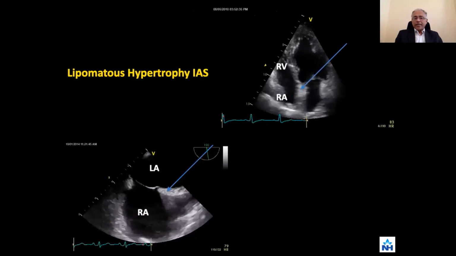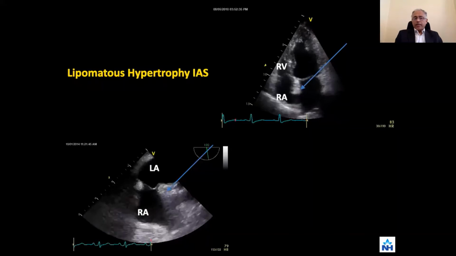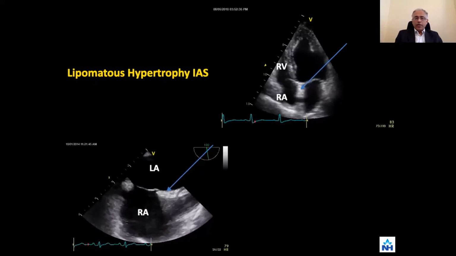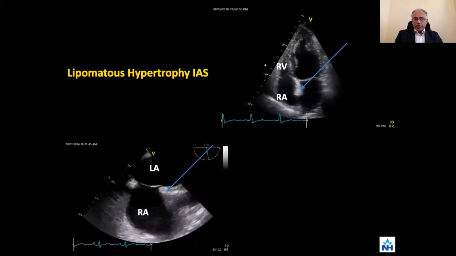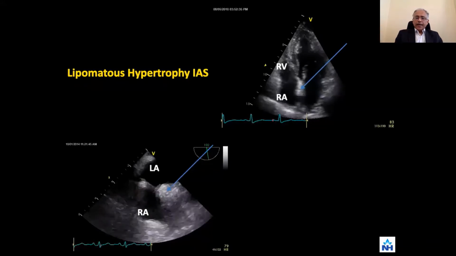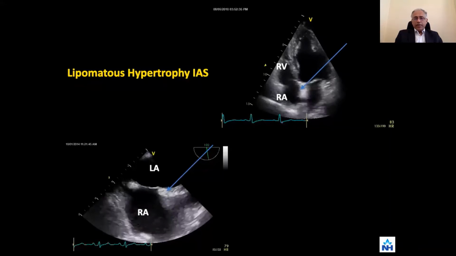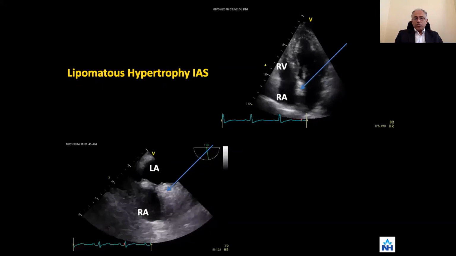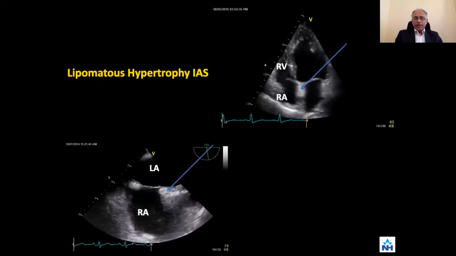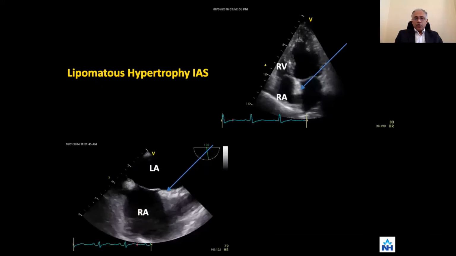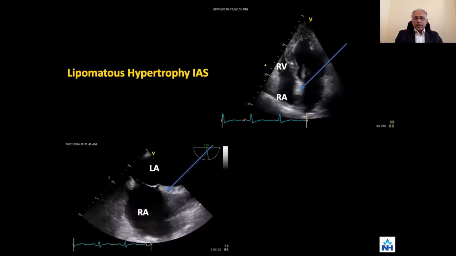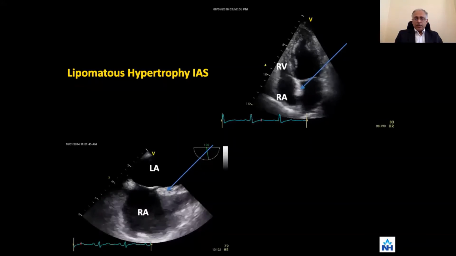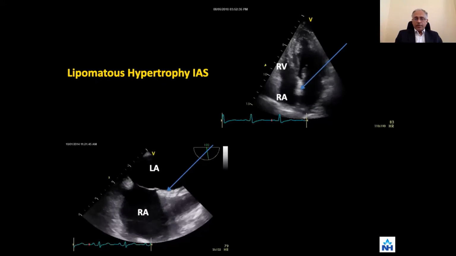When you see a very thick interatrial septum in the limbus area, very bright and very echogenic, you have to assume that it is more likely to be a lipomatous deposition. This is seen very prominently in transesophageal echo. It has been compared to a dumbbell, where you have the thin middle fossa ovalis and the thick, bright structure on either side, the limbus area. You can see it causing some artifacts, as reverberations.